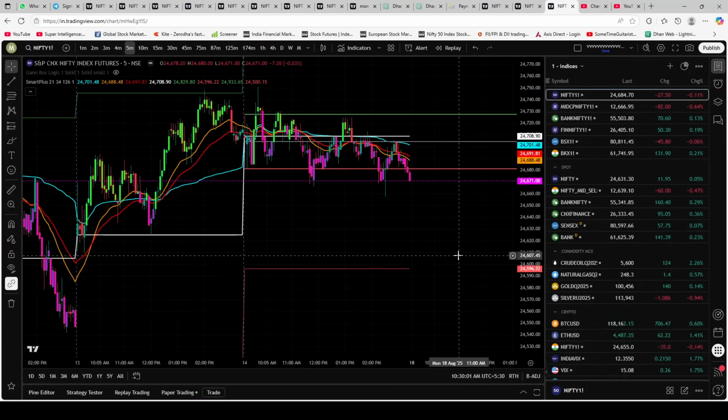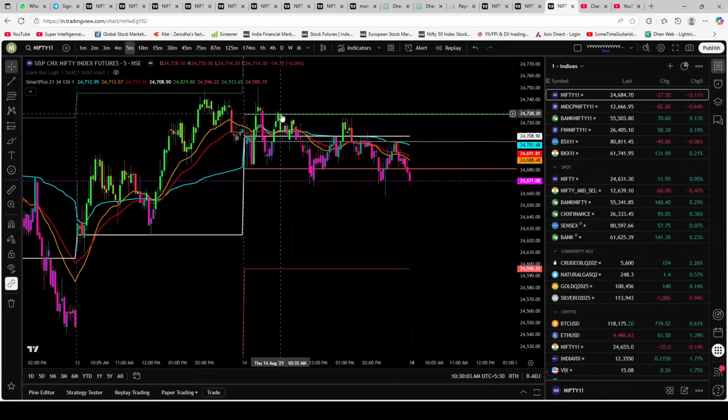On a trending day, if the candles are above both the moving averages, the two moving averages over here are 21 and 34, and this blue line is VWAP. This is the 15-minute high.